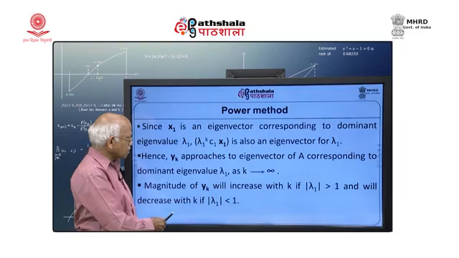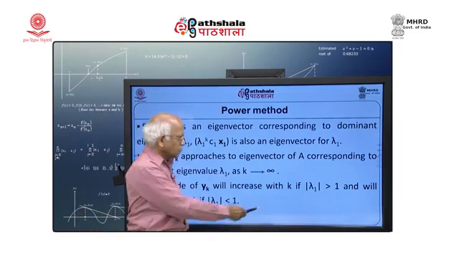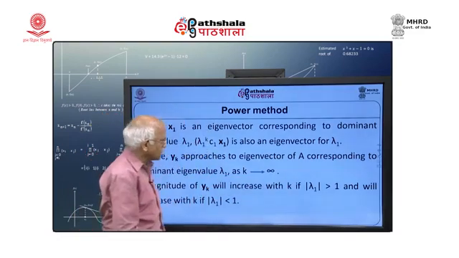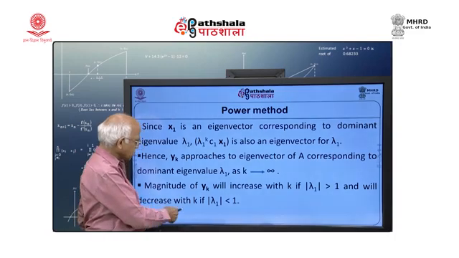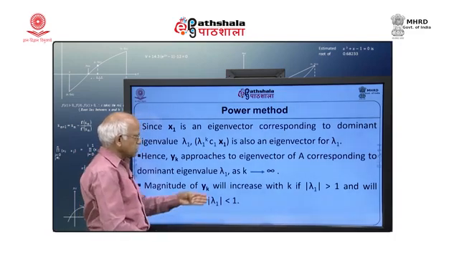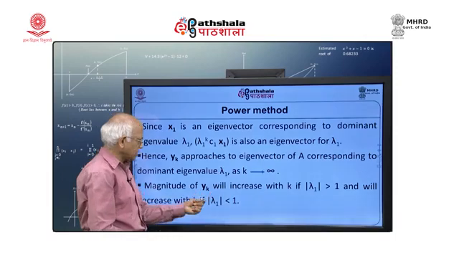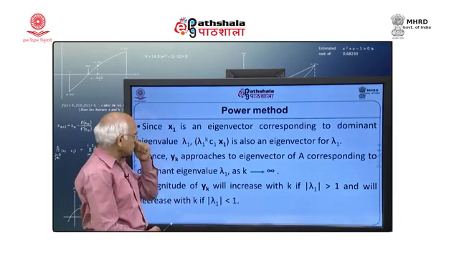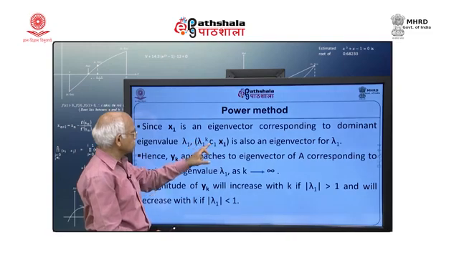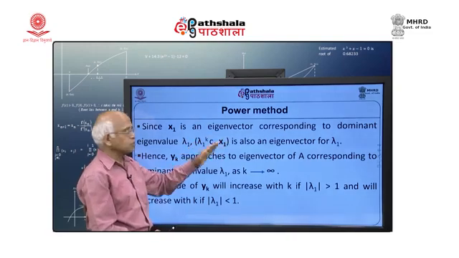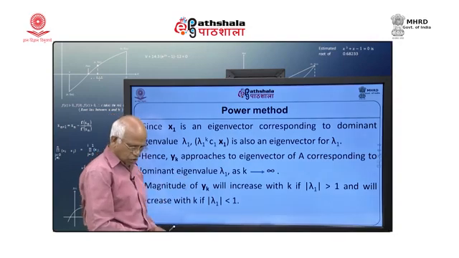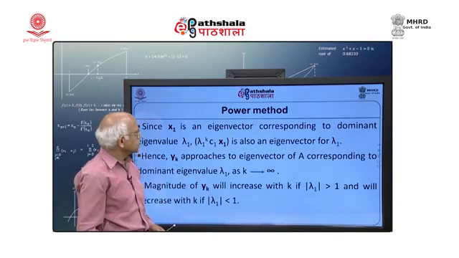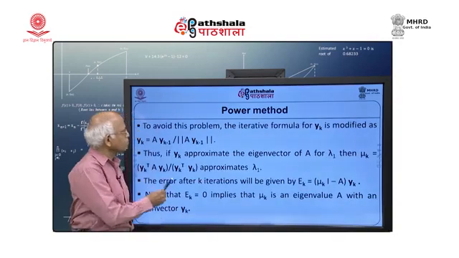Magnitude of y k bar will increase with k if mod lambda 1 is greater than 1, and decrease with k if mod lambda 1 is less than 1. So, we have not put any restriction on this mod lambda 1, and therefore, this magnitude may go on increasing if this is lambda 1 raised to k. As k increases, this will happen. To avoid this particular effect, we do the following.